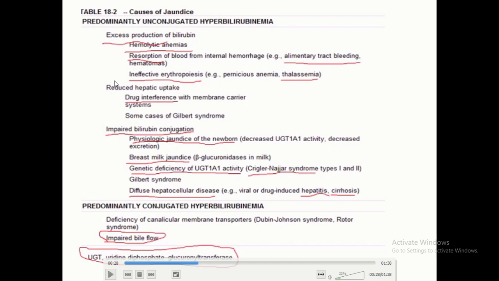tract bleeding, or ineffective erythropoiesis like in case of thalassemia, or reduced hepatic uptake as in case of drug interference, or impaired bilirubin conjugation as in case of physiological jaundice of newborn, or genetic deficiency of UGT1A1, which is the conjugating enzyme, like in case of Crigler-Najjar syndrome type 1 and 2, or there can be diffuse hepatocellular disease like hepatitis or cirrhosis. In case of conjugated hyperbilirubinemia, there is generally obstruction to bile flow.